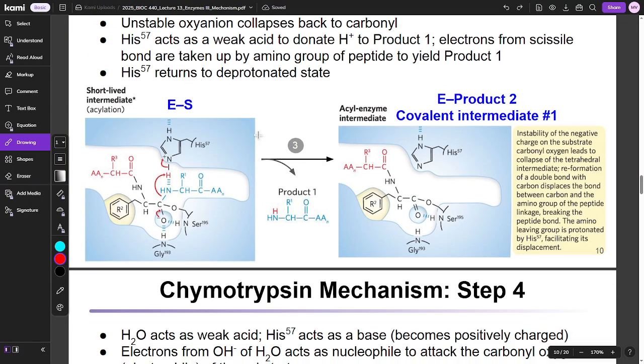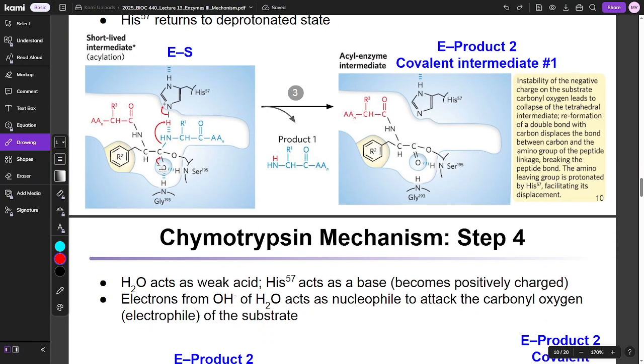And so now, we're back here, and we can now take the electrons from this negative oxygen, put them back down, and we can kick off this big group here. This is our leaving group, which is the remainder of the peptide chain, right? And this is just like an esterification, where you form this tetrahedral intermediate and you kick off one of the groups, right? It's just an esterification reaction from 239.